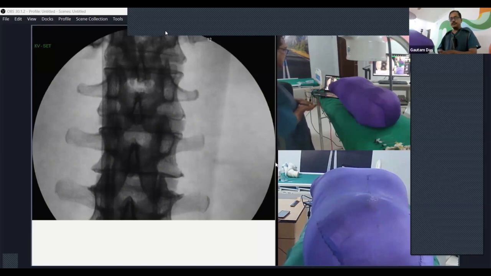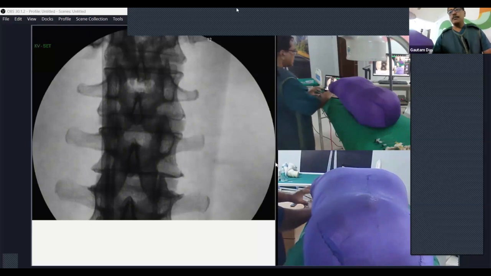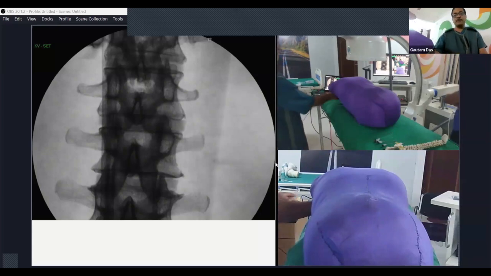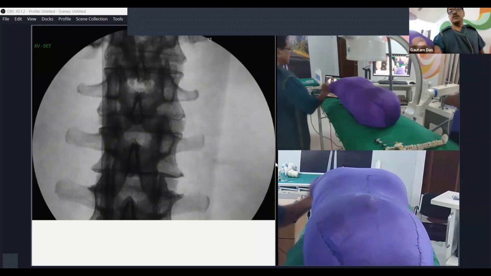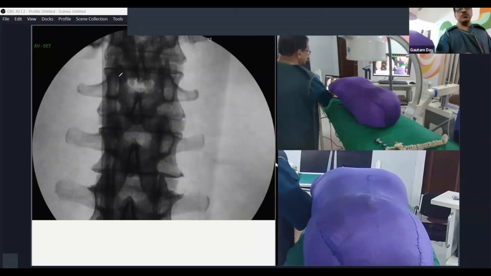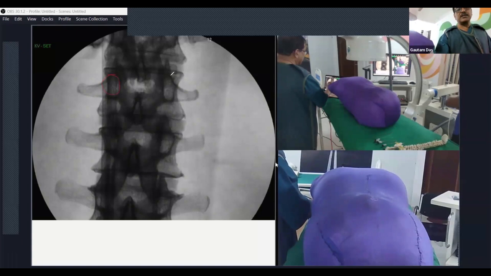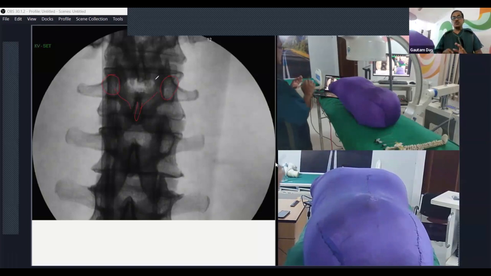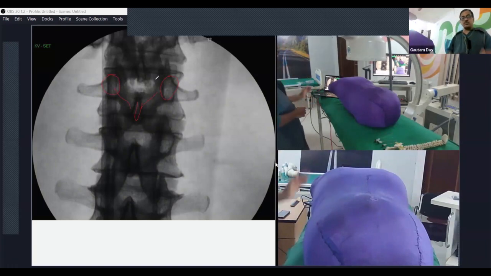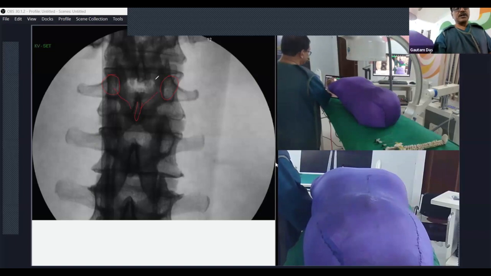So as I told you, for all lumbosacral procedures, the first step is what? First step is to have a true AP image. So what is the meaning of the true AP image? As I told earlier, the true AP image means that the 2 pedicles, so this is one pedicle, this is one pedicle, this is the spinous process, these 2 distances will be equal. That means that is a true AP image. So first step is to have a true AP image. Clear?